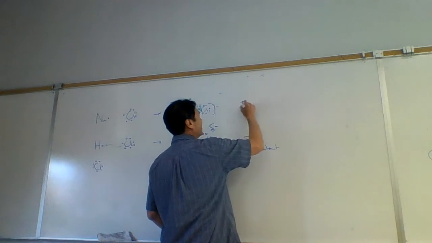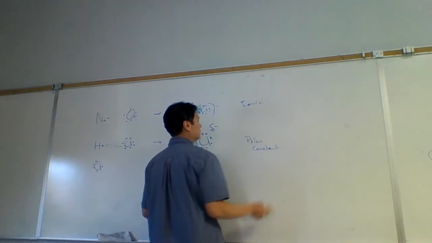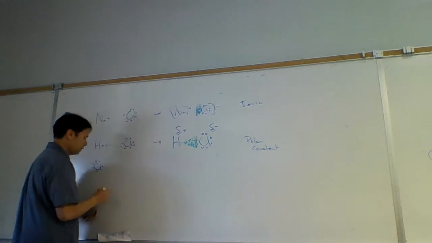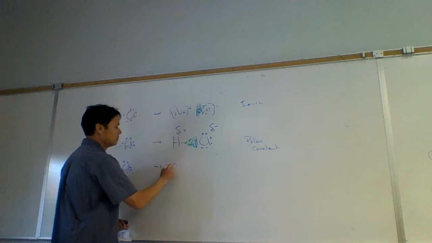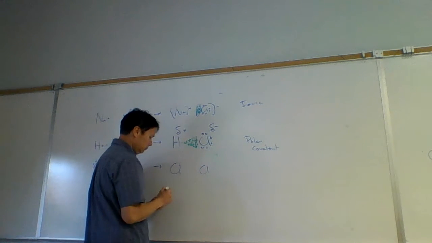This is what we call ionic. And then chlorine with chlorine is going to make a non-polar covalent bond because the cloud is going to be very symmetric.